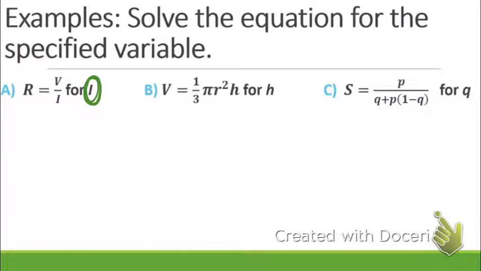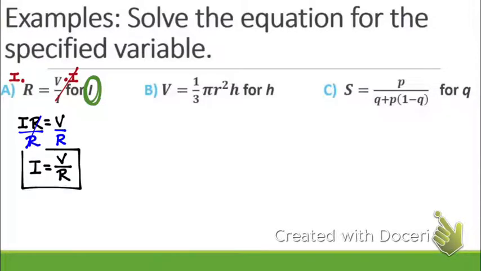Multiply. So I'm going to multiply this one by I. Do it to one side, got to do it to the other. So my I's cancel, and I have IR equals V. One more step and I've got it alone. Divide by R. And so I get I equals V over R. Absolutely. We're working with literal equations.